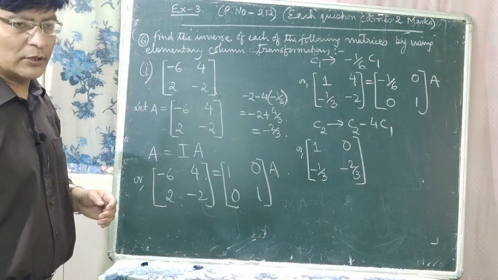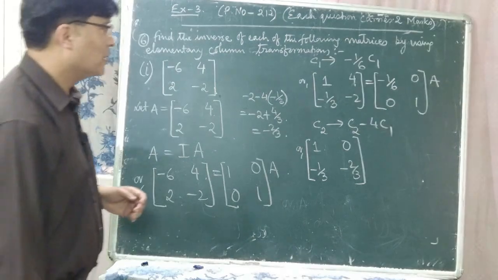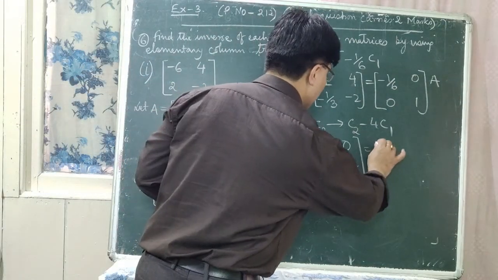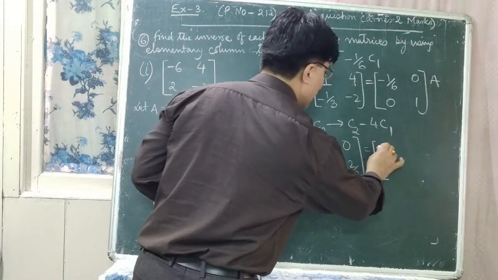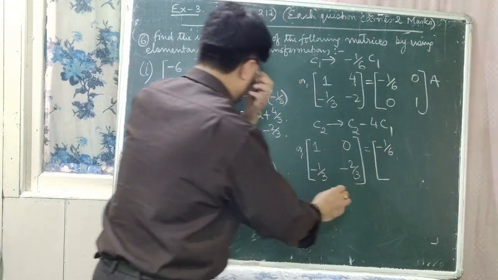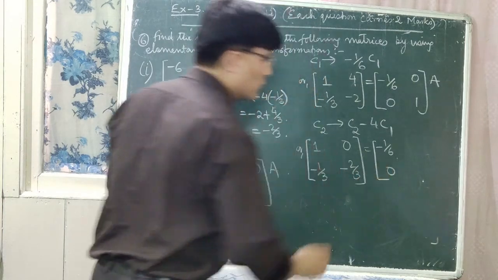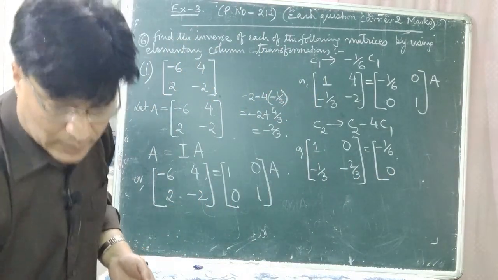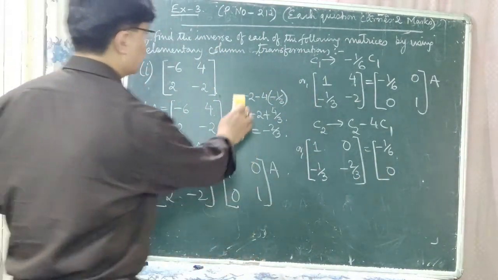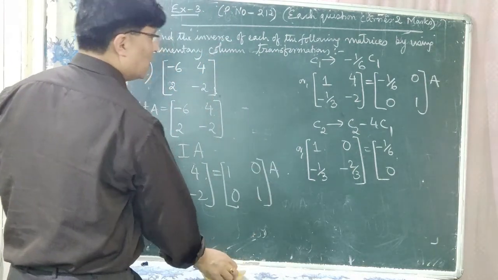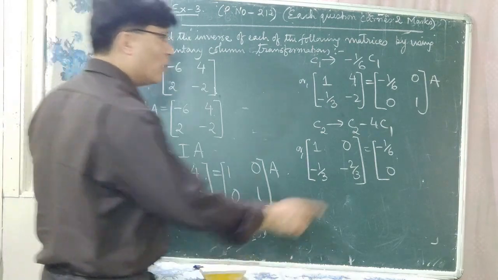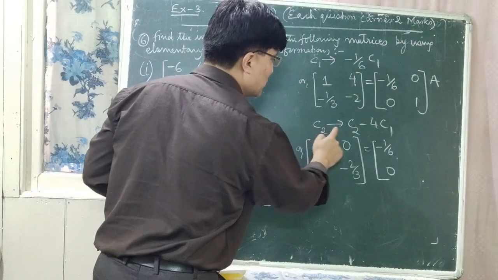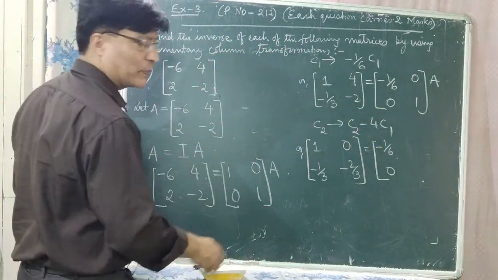So I think you have understood it now, right? Which is equal to, now here also column 1 remains the same, that is minus 1 by 6, and this is your 0. Okay? So next, here also column 2 is changing. So how does it change? That is C2 is equal to C2 minus 4 C1.